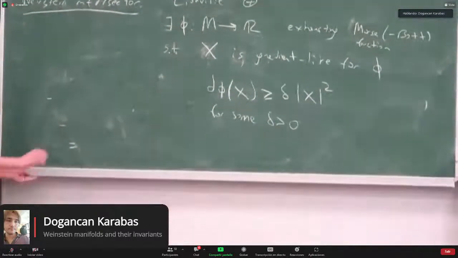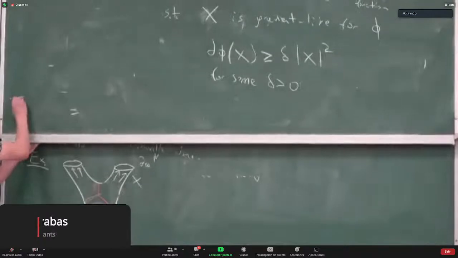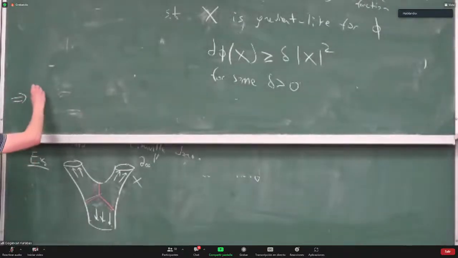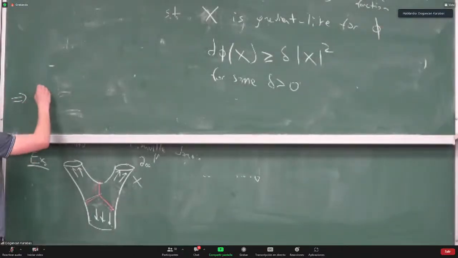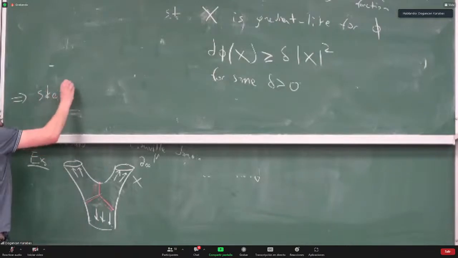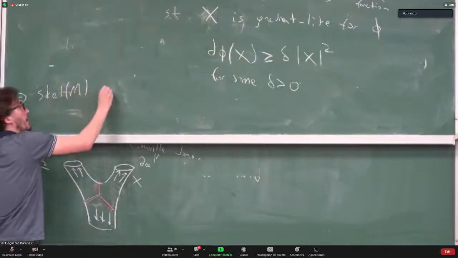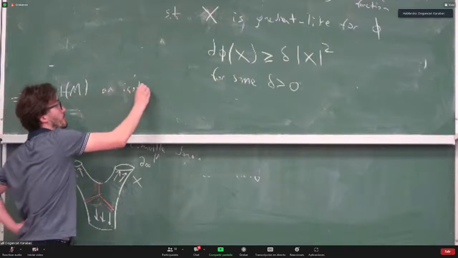And as a result, the skeleton becomes an isotropic subset of N.